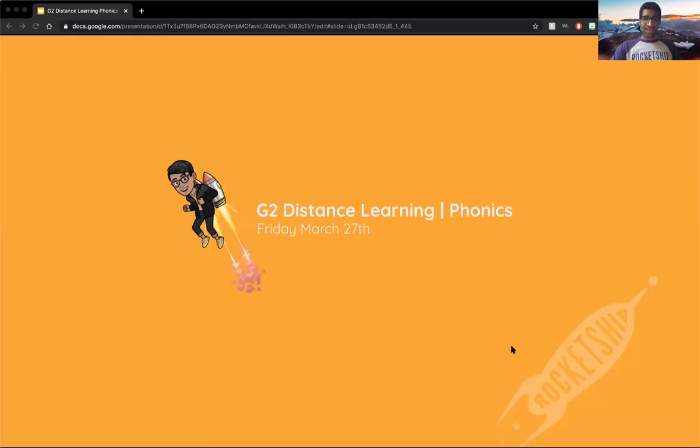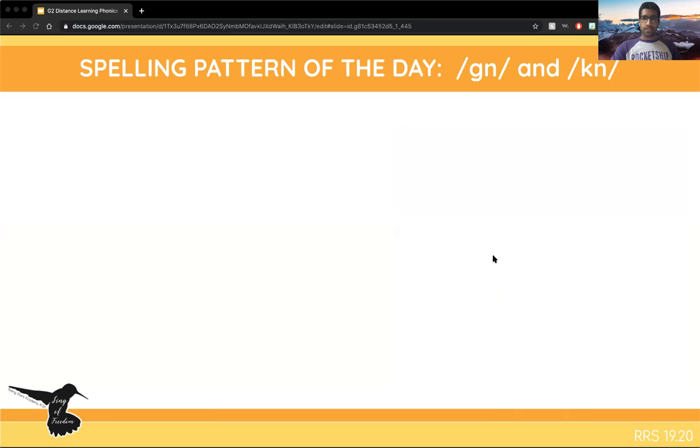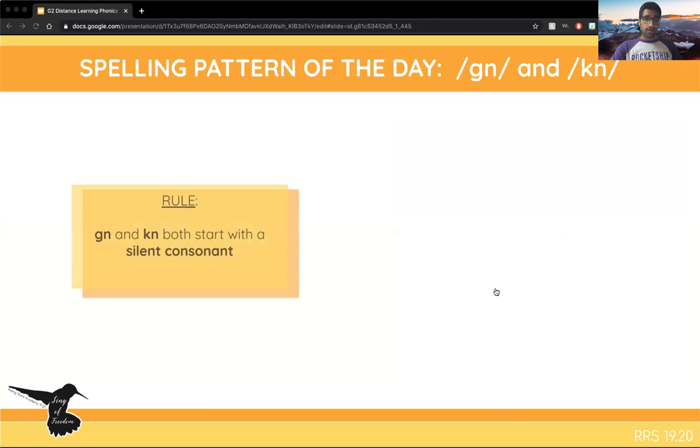We're just going to get right into it, and we're going to talk about our new spelling pattern of the day, and that is GN and KN. Now, the special thing about these two spelling patterns is they have the same sound. Even though they are made up of different letters, they have the same sound. And that's because they both start with a silent consonant. So the G and the K are silent.